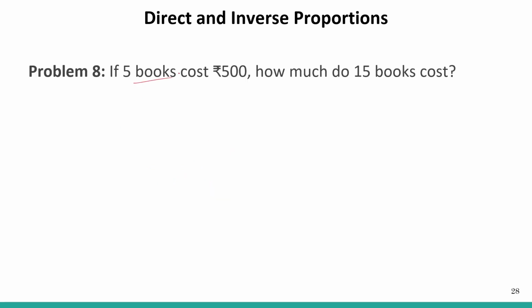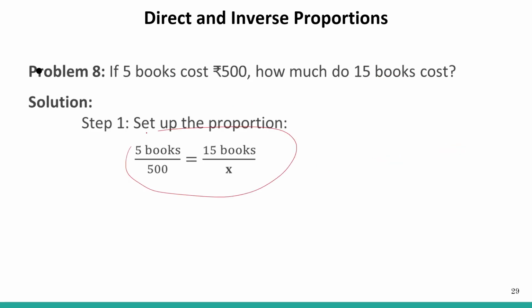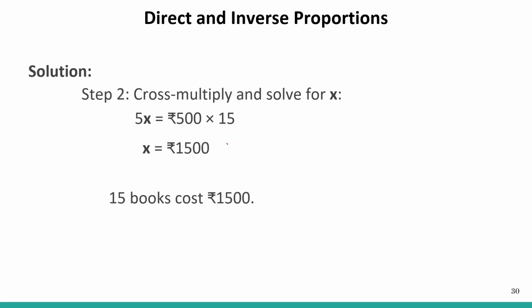If 5 books cost 500 rupees, how much do 15 books cost? So 1 book costs 500 by 5, which is equal to 100. So 15 books cost 1500. 5 books by 500, 15 books by X, so X is equal to 1500. So 15 books cost 1500.